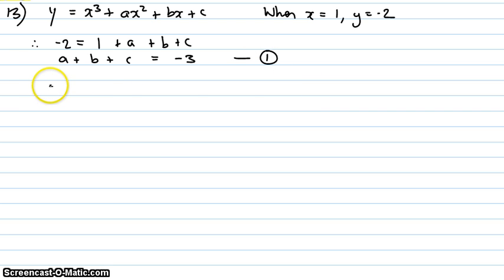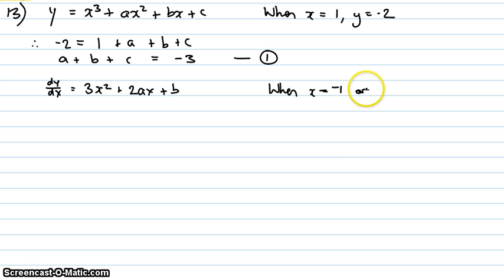The second thing we need to do is find the derivative. We need to find the derivative because we're told that when x equals -1 and when x equals 3, we have stationary points. So dy by dx is equal to 3x squared plus 2ax plus b. So we know when x equals -1 or x equals 3, dy by dx equals 0.